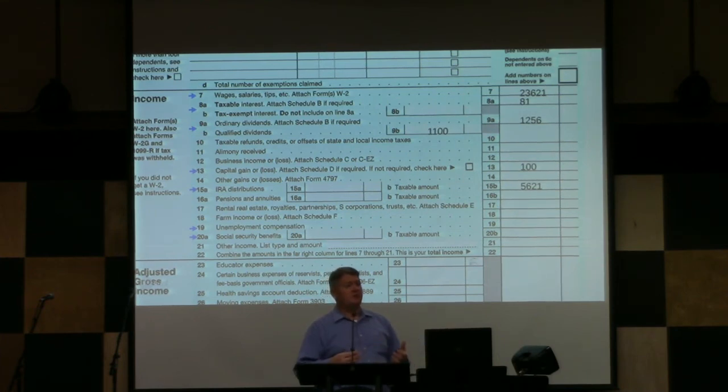If there'd be a difference between how much was taxable and how much was a gross distribution, we'd show the gross in 15A and the taxable amount in 15B. That's automatically going to be calculated by TaxSlayer. So all we have to do is make sure we enter the information correctly.